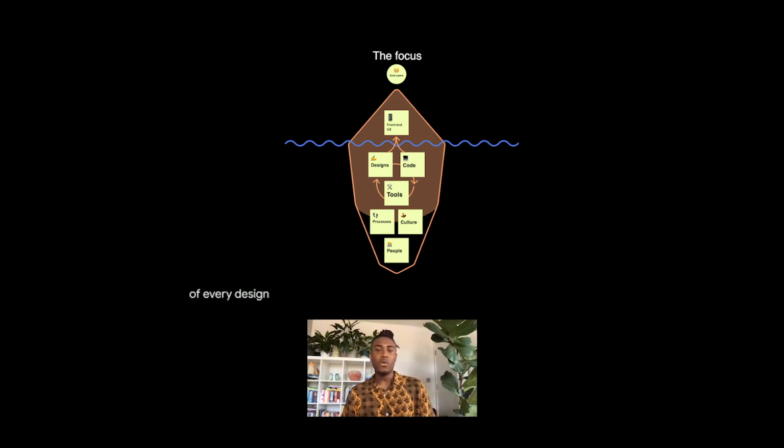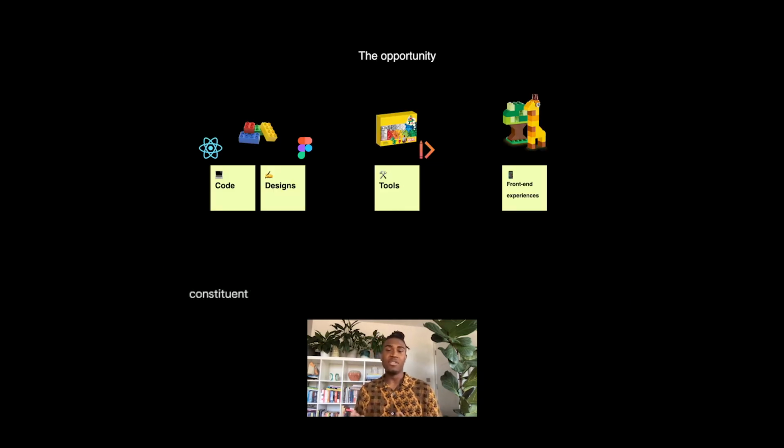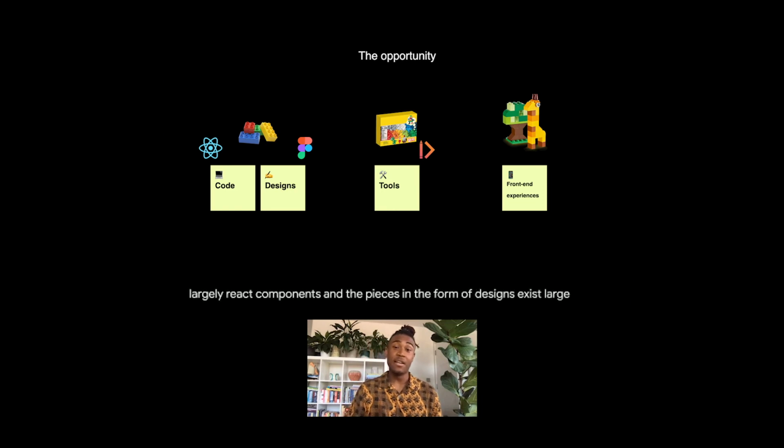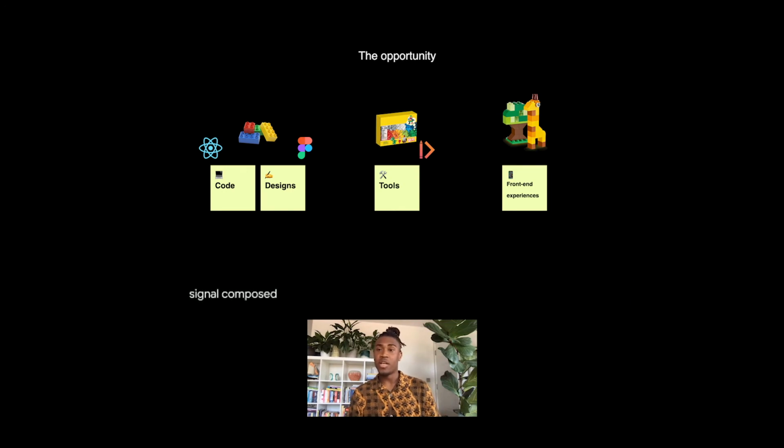If we think about those individual constituent parts of a design system in the context of an organization like Zoopla, you can think of the Lego pieces in the form of code as largely React components, and the pieces in the form of designs exist largely in a Figma component library. And those can be referenced by the wider business in tools like Zeroheight, but from an engineering perspective, they can also be referenced via tools like Storybook. And combined, they can be used by designers and teams to create amazing front-end user experiences.